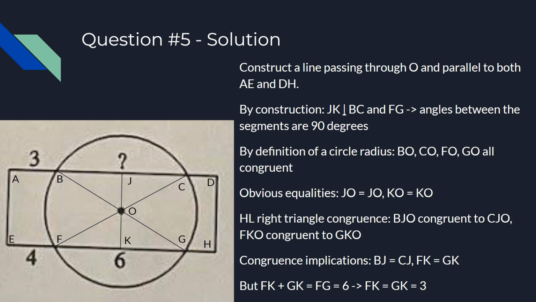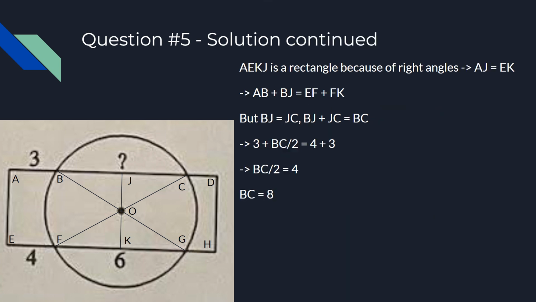I labeled the points here, then I drew the radius lines and the vertical lines passing through O. That way, I can make right angles, demonstrate congruences, and use the right congruence theorems and shape properties to solve for what I need. In this video, what you can see on the screen is me drawing lines and using congruence theorems to prove that the question mark that we're looking for is 8.